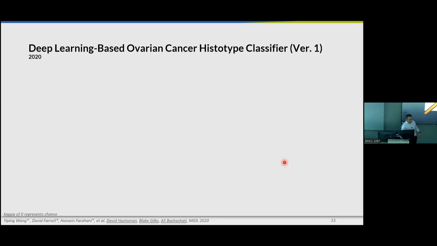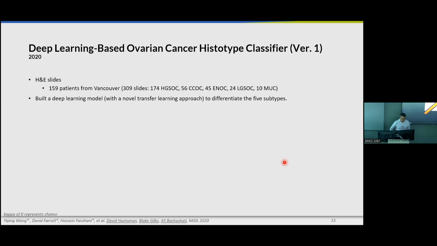So first attempt, 2020. We started in 2019, so it took a while to put together a data set. 159 patients, 5 histotypes, 309 slides. We built a deep learning model.